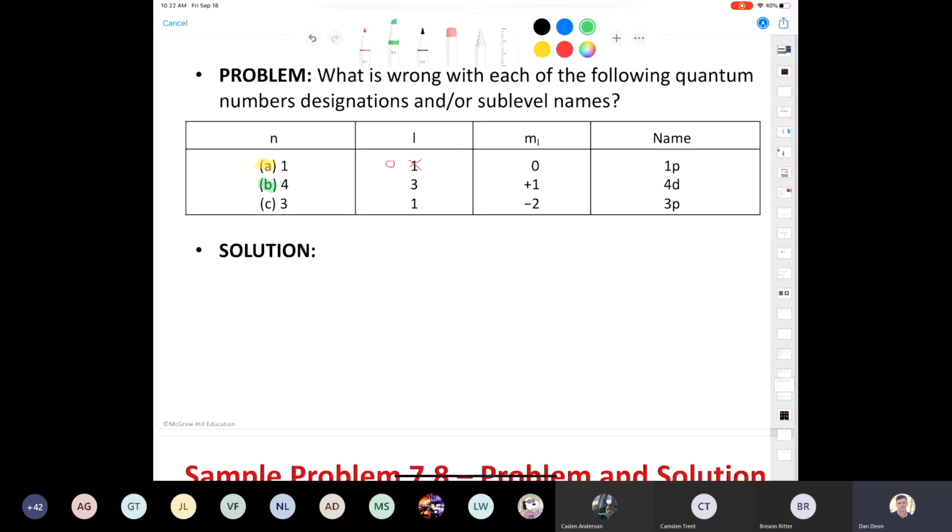Yes, Aaron says that it's F. So it's not 4D. It would actually be a 4F orbital, right? Because remember, when L is equal to 0, 1, 2, or 3, we have S, P, D, F. And so since L is equal to 3, this is an F orbital.